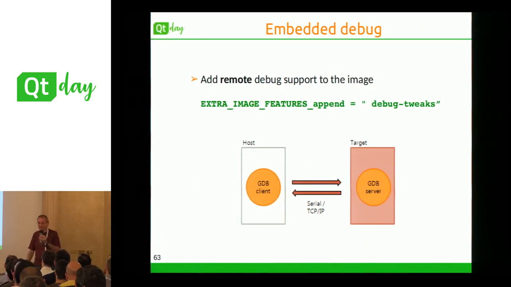If you want to debug, you need to remember to put into the configuration to append debug-tweaks, but it is set by default, so you are lucky. And in this way, you can cross-debug on your target. So you can put breakpoints on your desktop and see the application working on the target with the breakpoint.